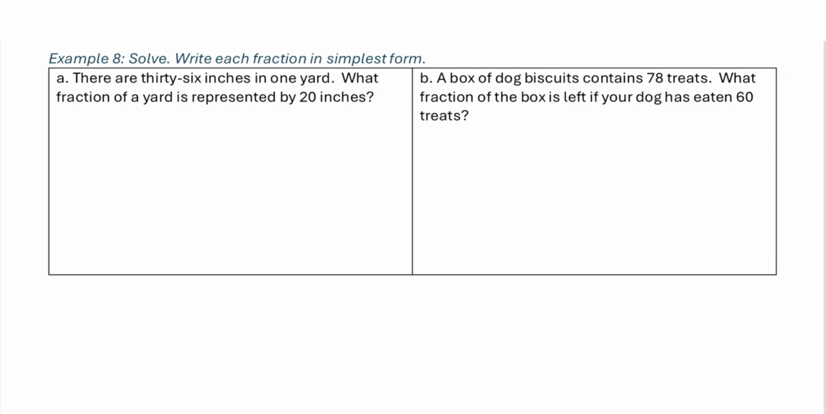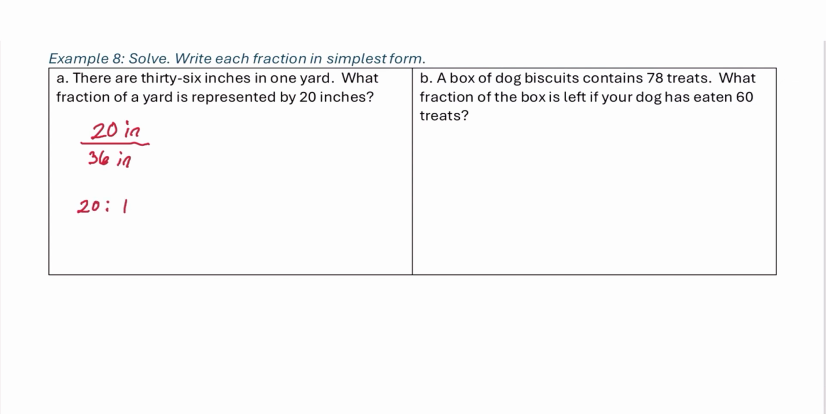In this example, we have an application. There are 36 inches in 1 yard. What fraction of a yard is represented by 20 inches? So here we have 20 inches divided by 36 inches. You have options on how to reduce this. We can use the GCF method or prime factorization. In this case, I'm going to use the GCF method.